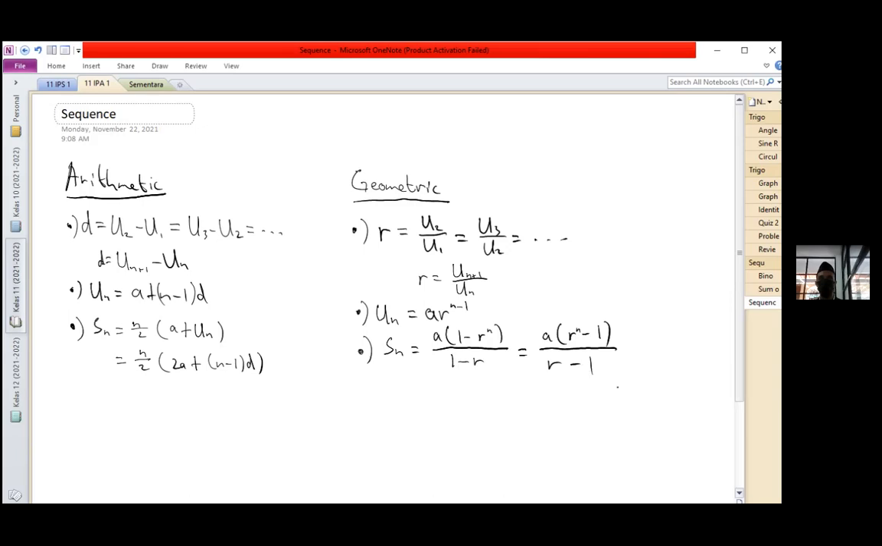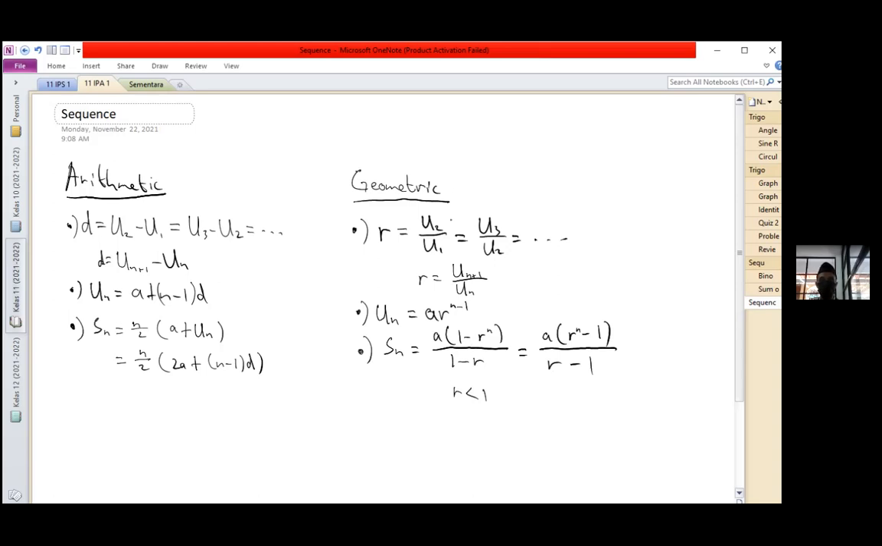Okay, so this is the same thing, and these two formulas will give the same result. Usually we use this one if r is less than 1. Why? The point is to avoid negatives. It will be more convenient if we don't have negatives. So that's why we have these two formulas, but they are exactly the same.